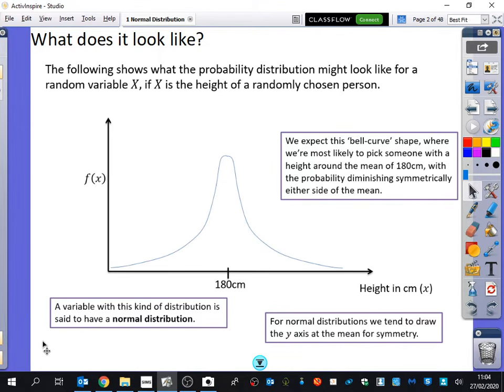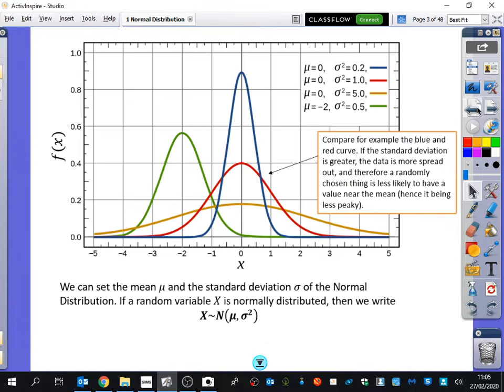A variable with this kind of distribution is said to have a normal distribution. For normal distributions, we tend to draw the y-axis at the mean for symmetry. So here we've got the y-axis at the end. What we usually do is put the y-axis in the middle, where the middle is actually the value of the mean. Okay? There's a few more things I need to tell you about this normal distribution. So here are some examples of some normal distributions.